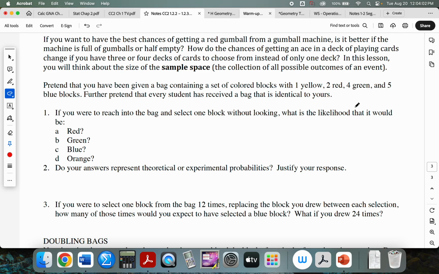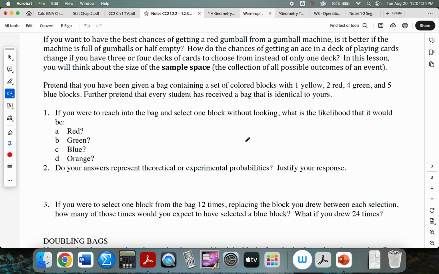Okay? How do the chances of getting an ace in a deck of playing cards change if you have 3 or 4 decks? So if you shuffled 4 decks together, does your chance of getting an ace change? There are more aces, but there are more other cards also. It's like times 3 or something. Yeah, it doesn't change anything. Your odds will remain the same.